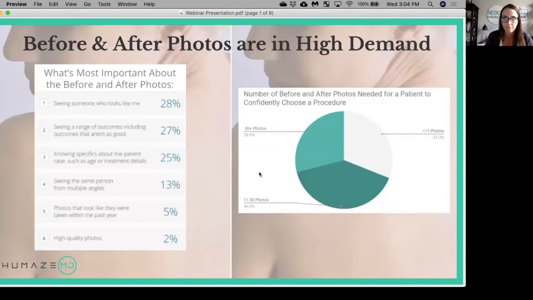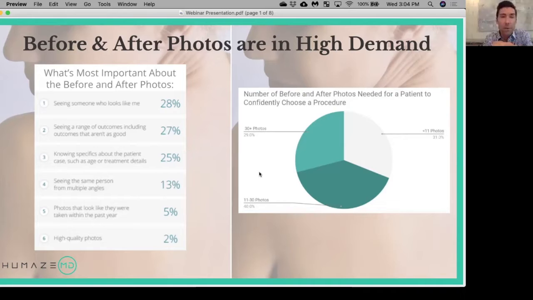Okay, so I think this is a really impactful slide, and I put together a couple of things that we can walk through as we go. Before and after photos are obviously in high demand. I don't think there's anybody out there that will dispute that. But when you actually look at the numbers that are presented, it's very compelling. And these were actual graphs by RealSelf.